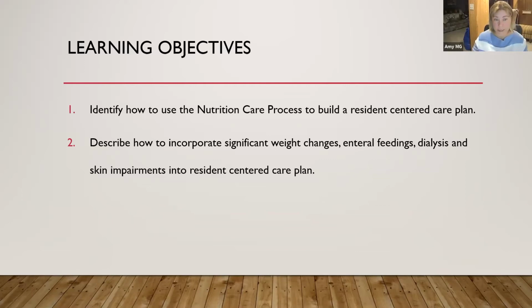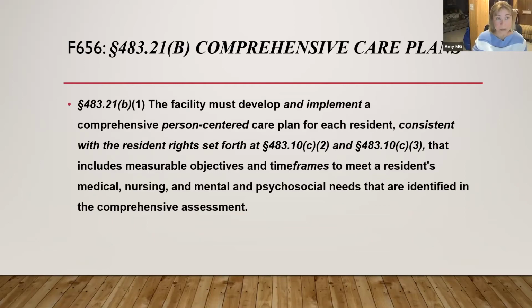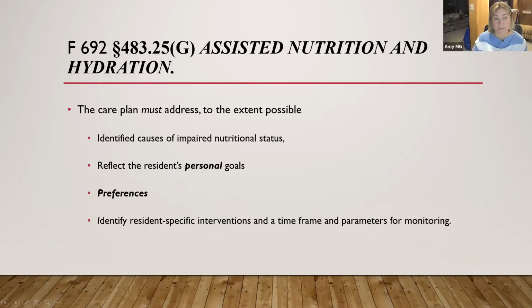F-tag 656, the Comprehensive Care Plan regulation, states that the facility must develop and implement a comprehensive person-centered care plan for each resident, consistent with the resident's rights, that includes measurable objectives and timeframes to meet a resident's medical, nursing, and mental and psychosocial needs that are identified in the comprehensive assessment.